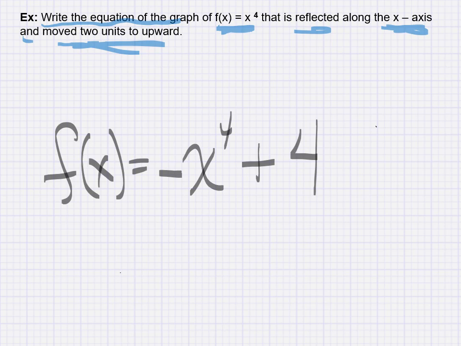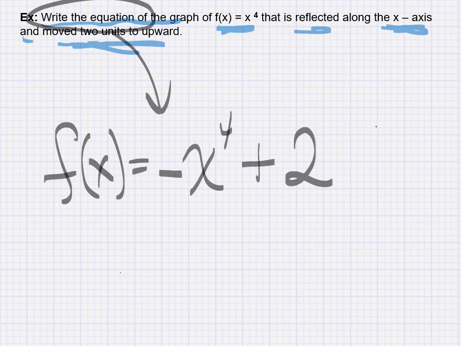Sorry, 4 units, 2 units. What did I say? 2 units. I don't know why I wrote a 4. 2 units, okay? And that would be the function that would depict those movements. So here it wanted you to write the equation, so there, it didn't want you to actually graph it. Different wording, asking you to use the same knowledge to answer the question.